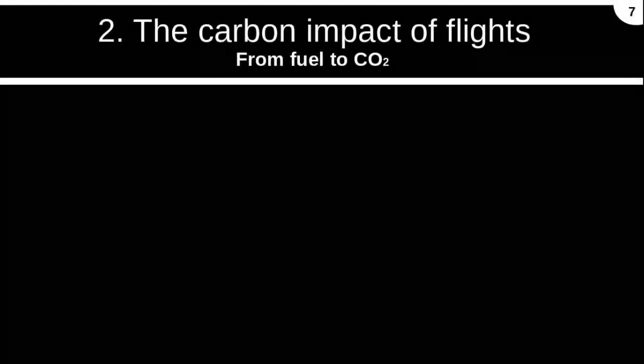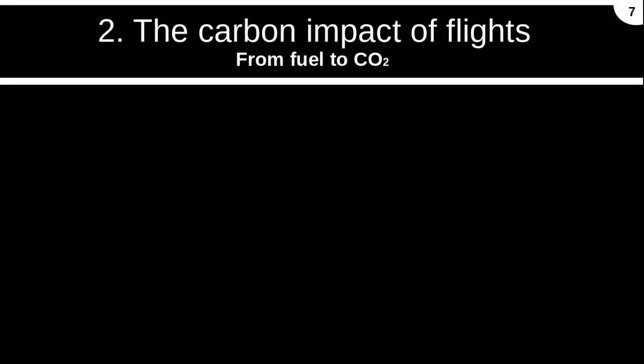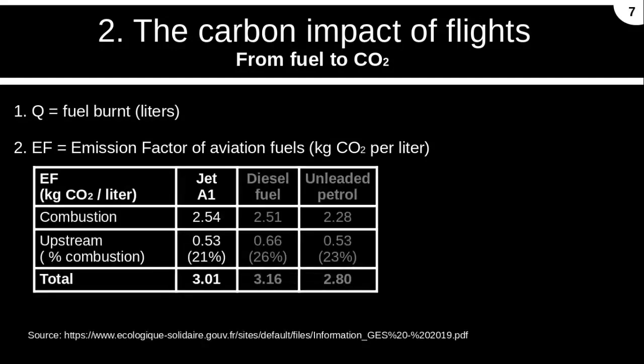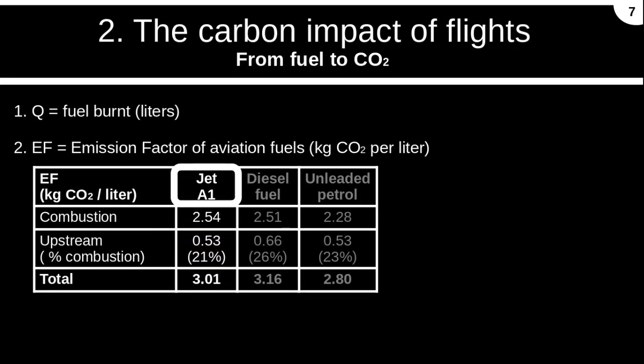Now, how can we calculate the CO2 emissions of a flight? We can start with the amount of fuel burned, how many liters, for example. Emission factors have been calculated, indicating how many kilograms of CO2 are emitted per liter of fuel burnt, with or without upstream emissions. Here the fuel is Jet A1, a common aviation fuel based on kerosene. The amount of CO2 emitted equals the fuel amount multiplied by the emission factor.